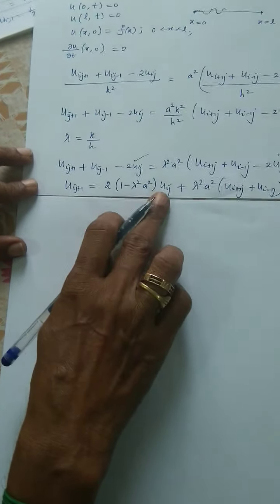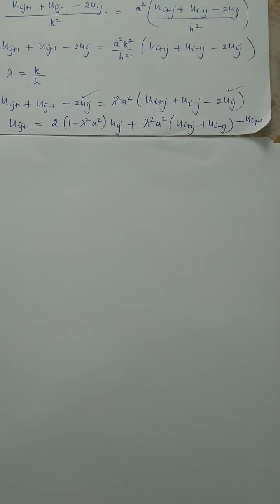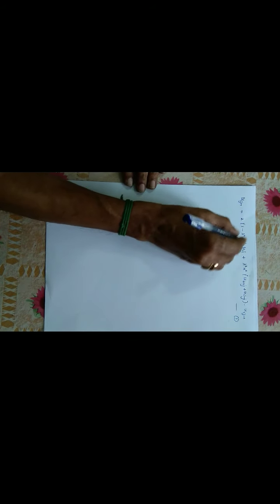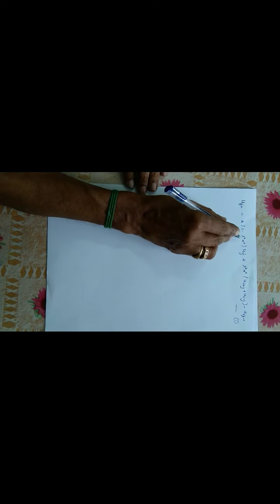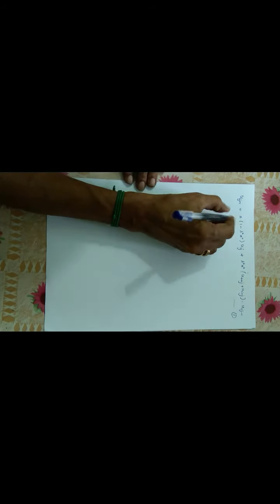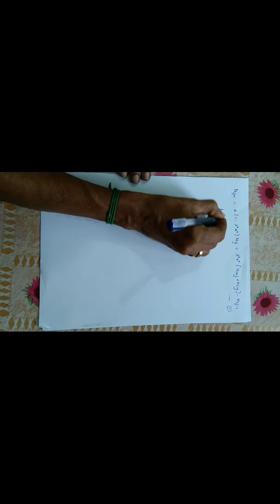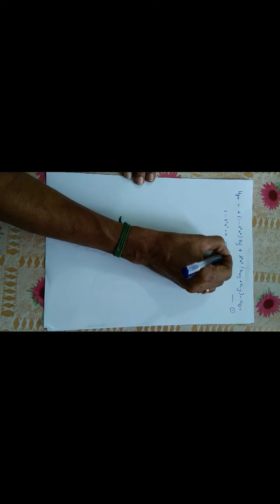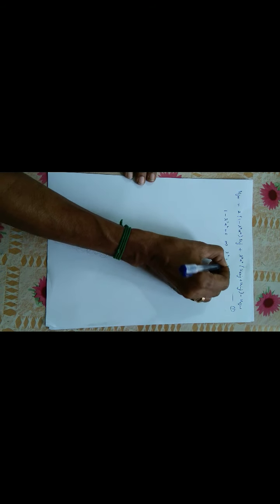So I am going to dilute this particular nodal point to 0. So how am I going to dilute u(i, j)? We now choose the coefficient of u(i, j) to be 0. That means I am going to set this particular coefficient to 0. So 1 minus lambda square a square equal to 0. So therefore lambda square is 1 by a square.